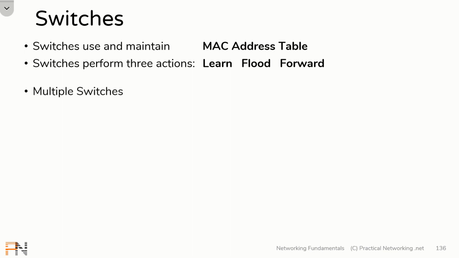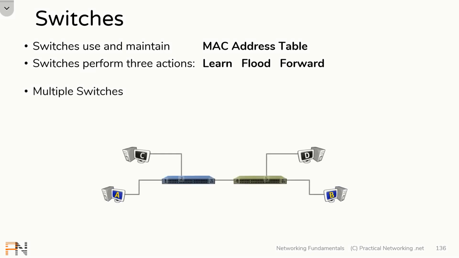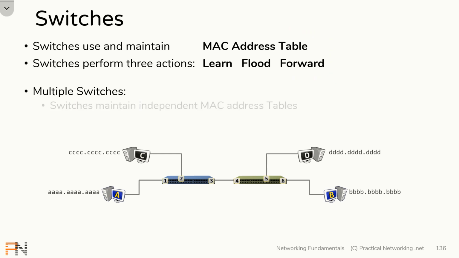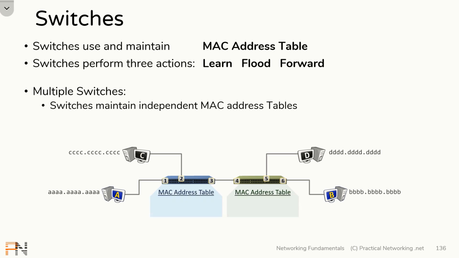To illustrate how switches operate when there are multiple switches involved, we're going to use this topology right here. I'm going to show you how everything we discussed insofar as switches still applies if multiple switches are involved. Now, both of these switches are going to maintain their own independent MAC address table. They're not going to share information with each other insofar as what MAC addresses they know.